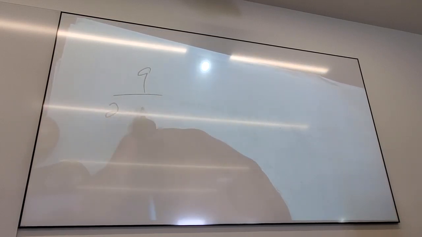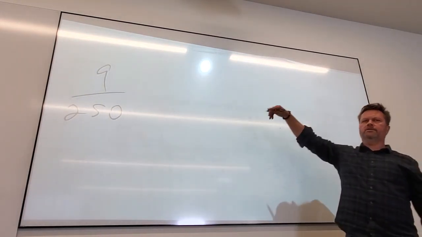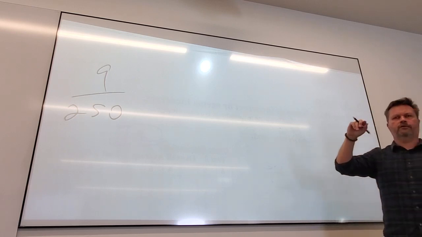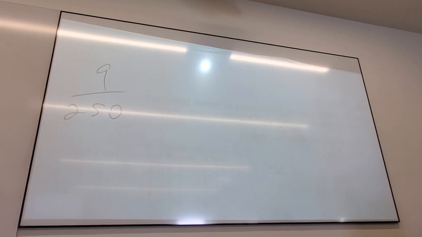So let me start off, let me ask you guys this. 9 over 250, without dividing 9 by 250, could anybody tell me if this is going to have a terminating decimal representation? Who remembers what we talked about? What's got to be true? 2s and 5s. Good. The bottom can only be 2s and 5s. Doesn't quite work.